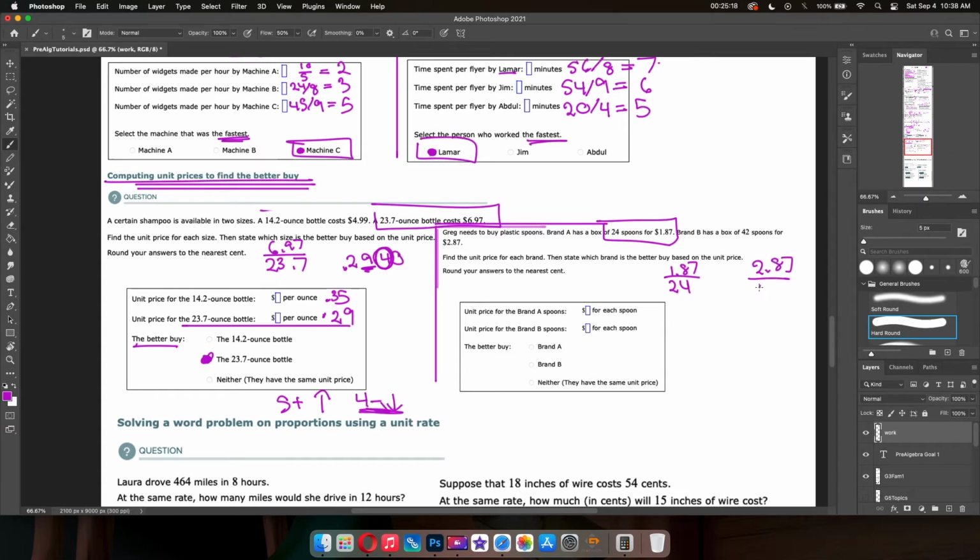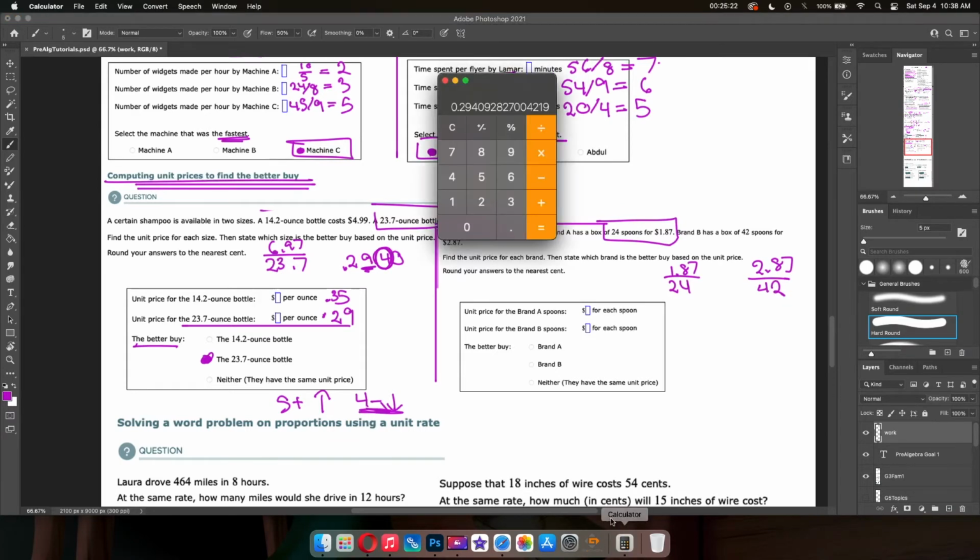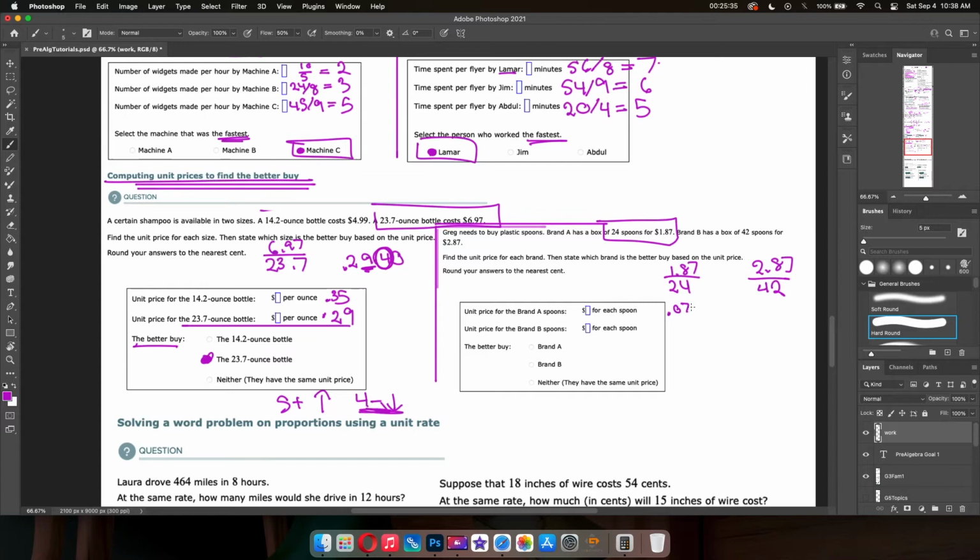2.87 is the money, and then 42 goes underneath. All right, so now we get to do some math. Calculator, clear. We have 1.87 divided by 24, and that's going to get us 0.0779. There's my second decimal point. This one's my decision maker. Now for this one, that's 5 or more, so we're rounding up. So for this one, we're going to put 0.78 because of the rounding.